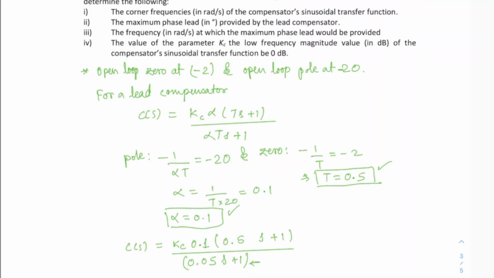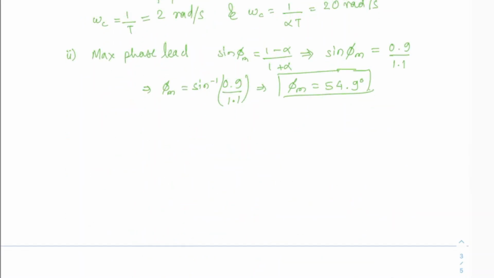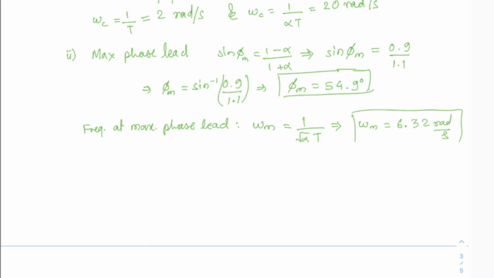Now we have been asked the frequency in radian per second at which maximum phase lead would be provided. It is given by omega m, which is 1 over under root alpha into T. So if we substitute for alpha and the value of T, this turns out to be 6.32 radian per second.